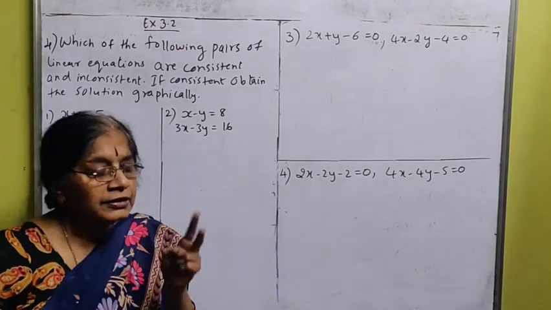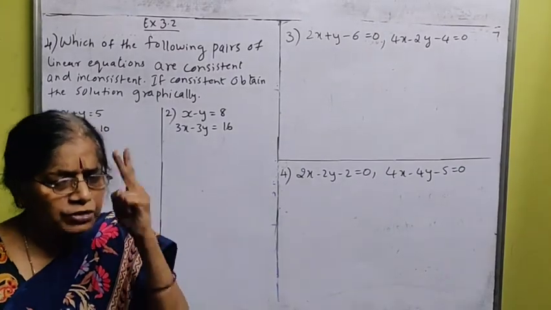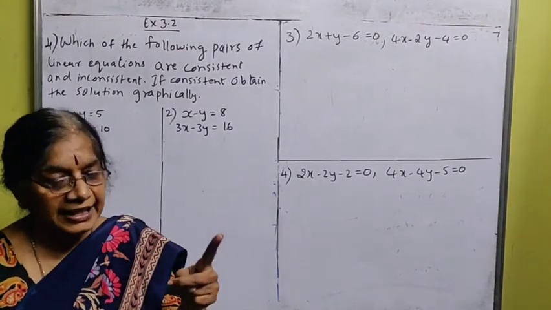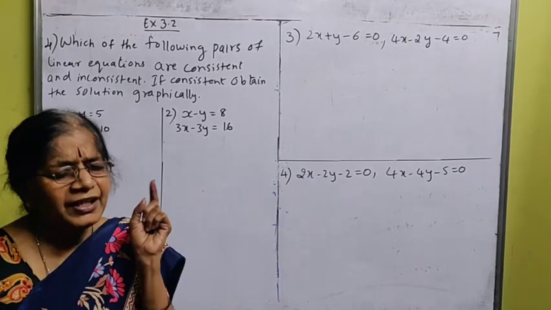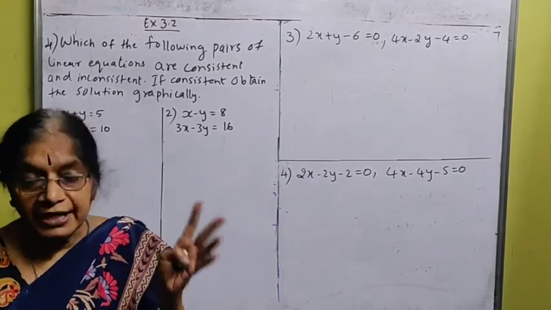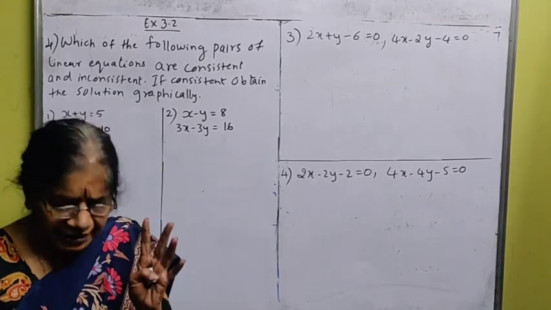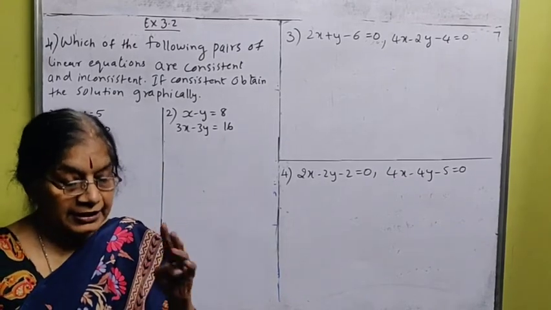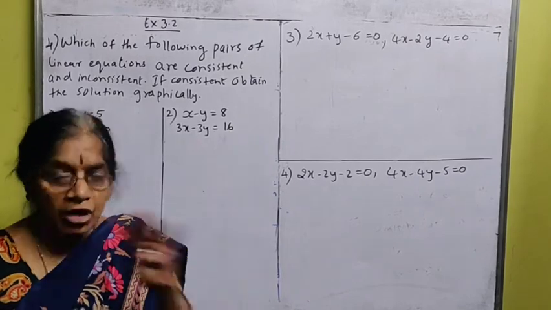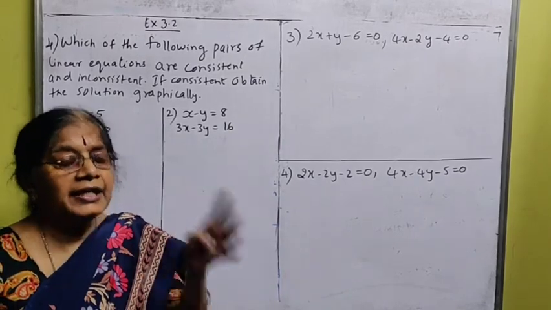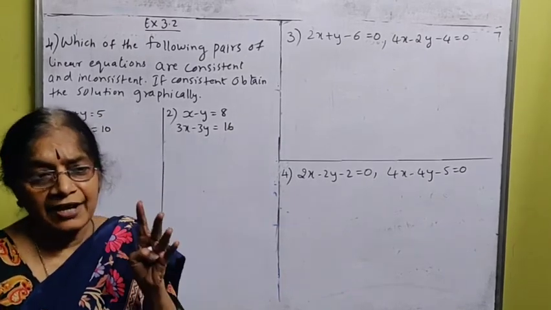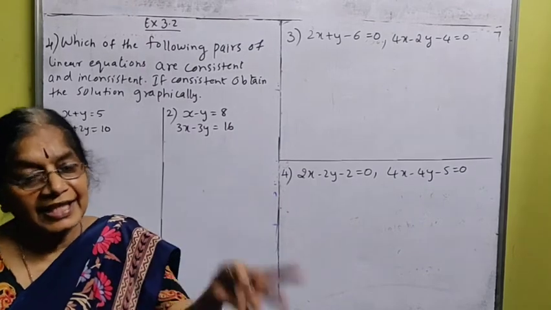So we know that two types of consistencies are there. One is if the equations have infinite solutions, it is consistent. If the equations have no solution, it is not consistent. And if the equations have a unique solution, it is consistent.